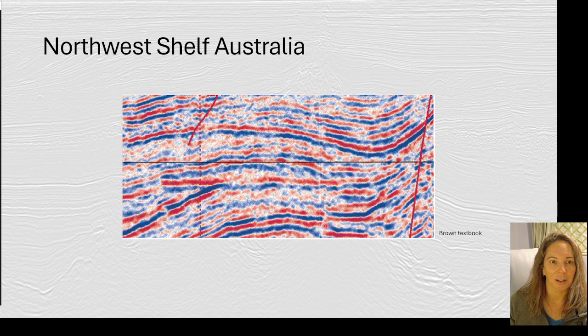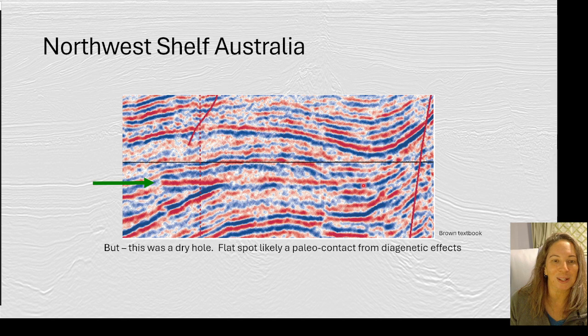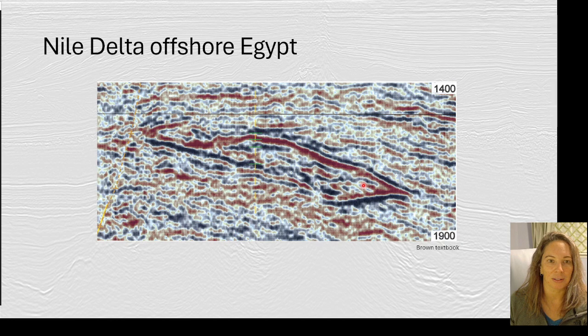This is a case of a flat spot in the northwest shelf of Australia. Hopefully you can see it right in here. I'm talking about it during a pitfall section. So this was another dry hole, and they figured out that this flat spot was likely a paleo contact, again, due to diagenetic effects.